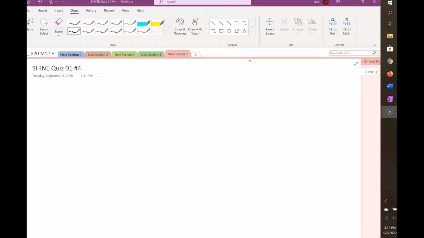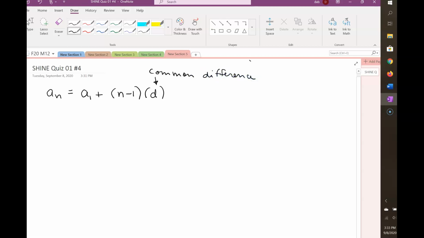So I want to talk a little bit about how you can show that a sequence is arithmetic. Well, the definition of an arithmetic sequence is that it can be written as the first term plus n minus 1 times some common difference d, where d, the common difference, is the difference between the nth term and the n minus 1 term.